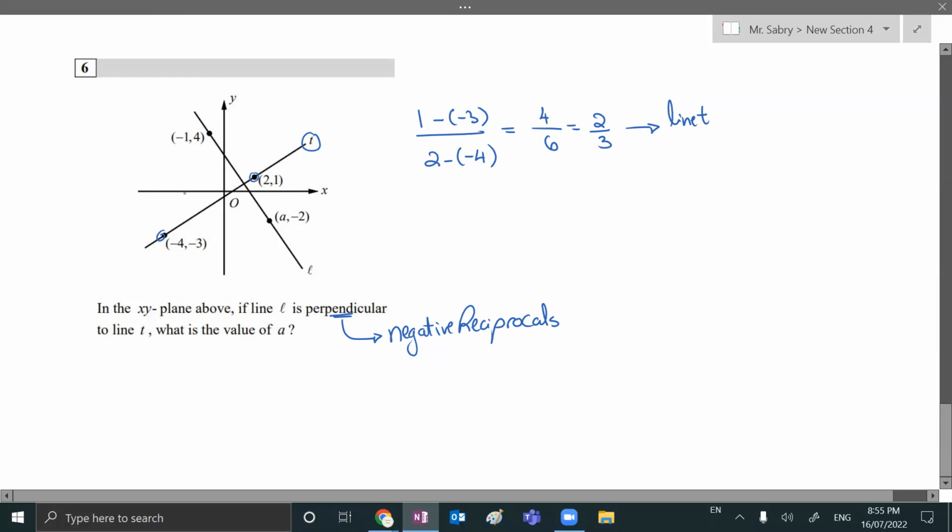So then now I'll think of line L. What's the slope of line L? I'll start calculating it. It's -2 minus 4 over a minus -1. Simplify this a bit more. This will become -6 over a plus 1. Remember, this is line L.